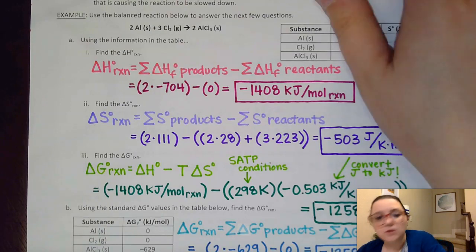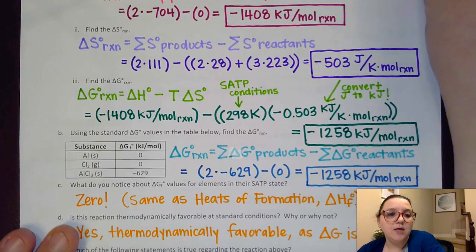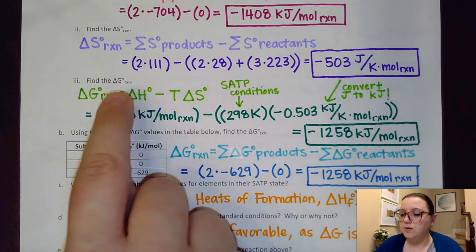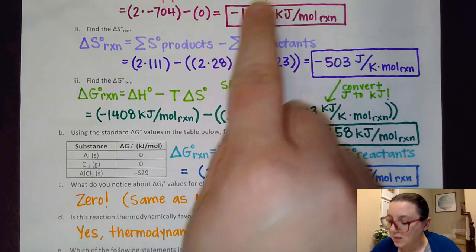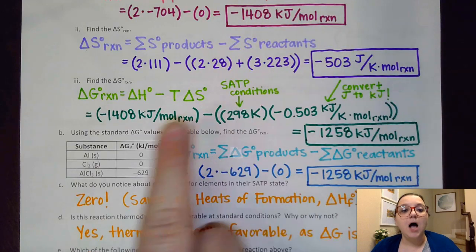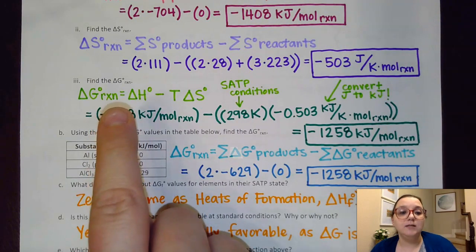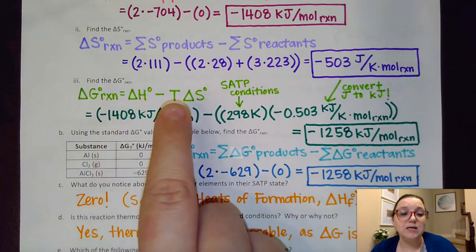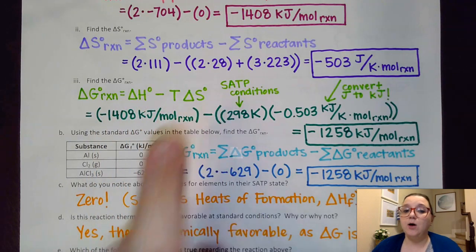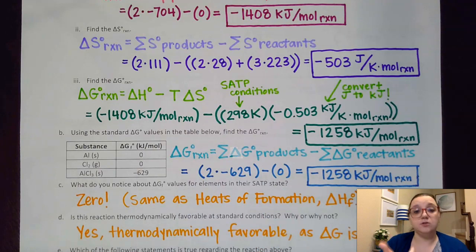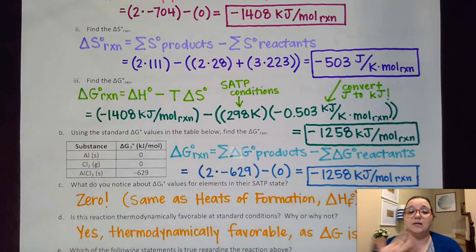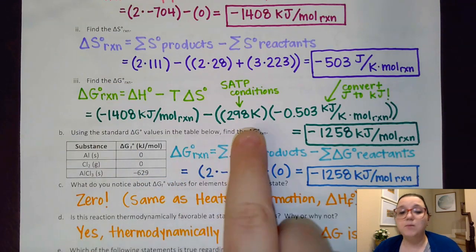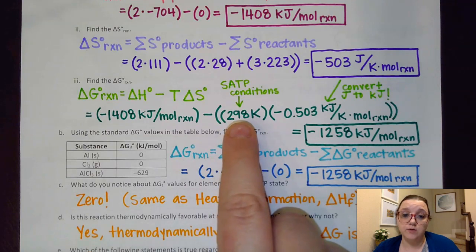And so that's where the third step comes in. They want us to find the delta G of the reaction with the information that we have already done. Since I had my enthalpy and my entropy, I'm going to plug those into my delta H minus T delta S equation. Now, I do have to be careful of a couple things. First off, they don't give me a temperature value here, but they use a little degree sign, so I'm going to assume we're at SATP conditions, so I assume that my temperature is 298 Kelvin.